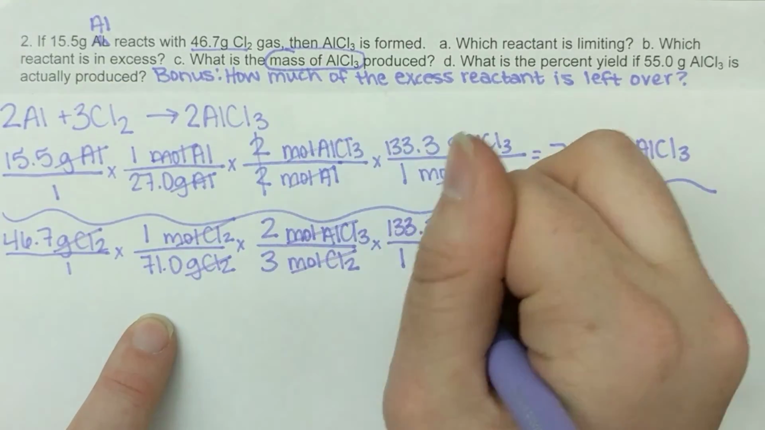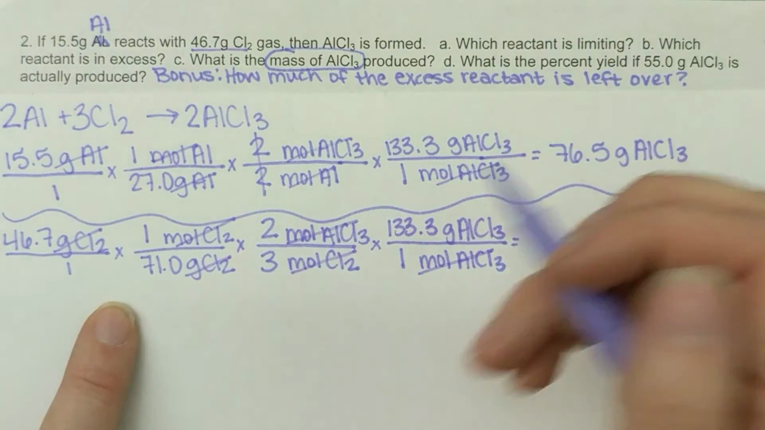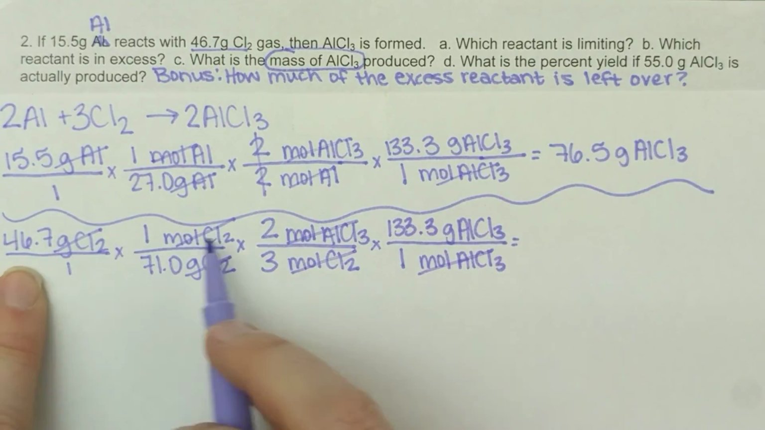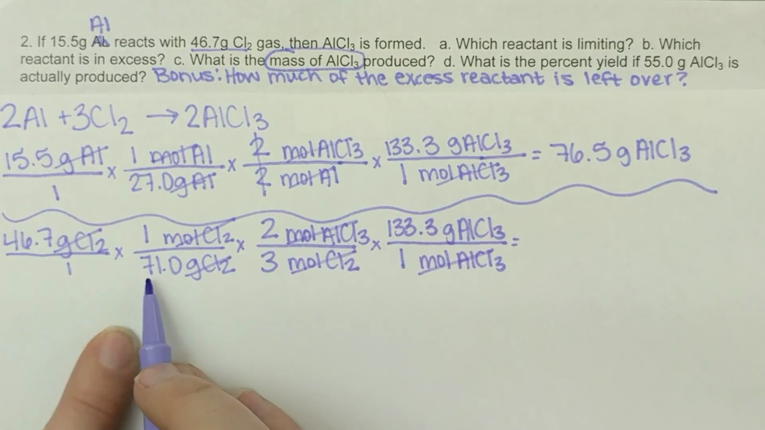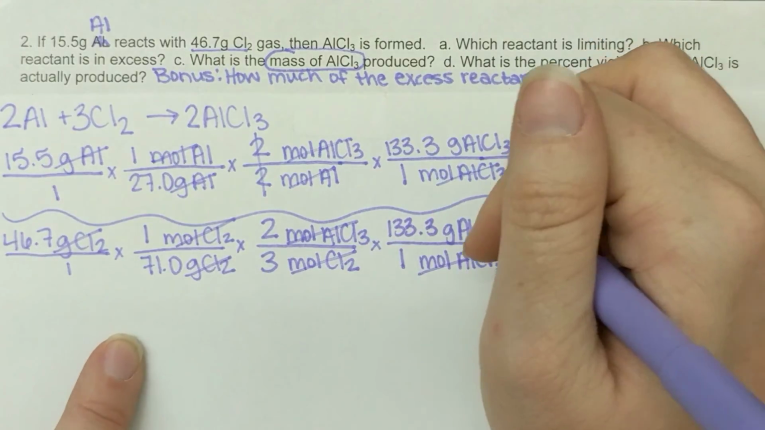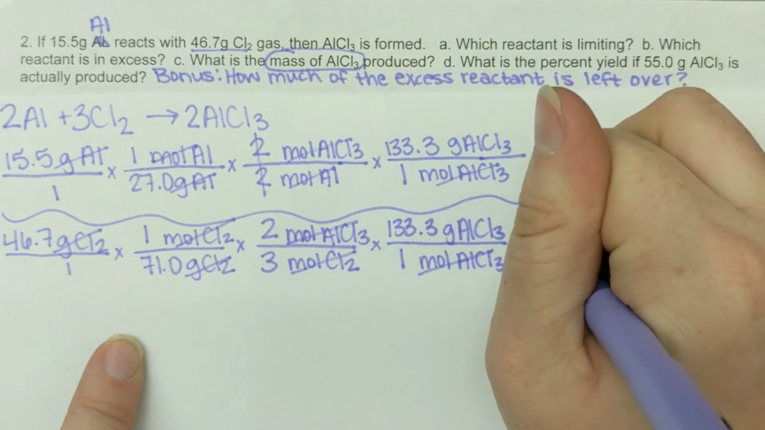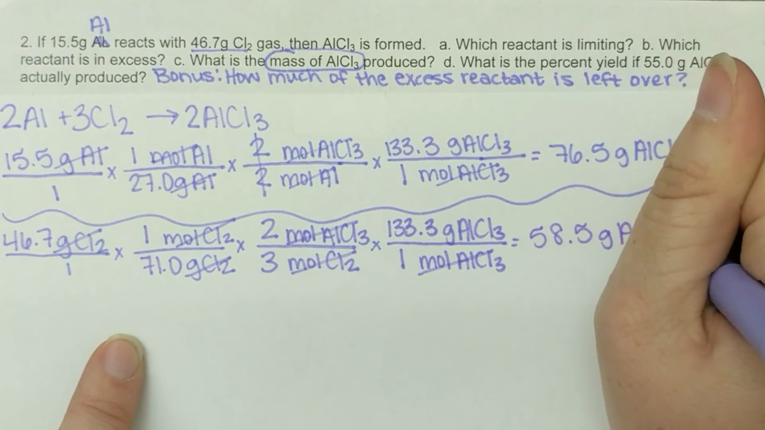Everything cancels except for grams of aluminum chloride, which is what I want. So I'm going to do 46.7 times 2 times 133.3. Then I'm also going to do 71 times 3 and then divide my two answers, which is going to give me 58.5 grams of aluminum chloride.